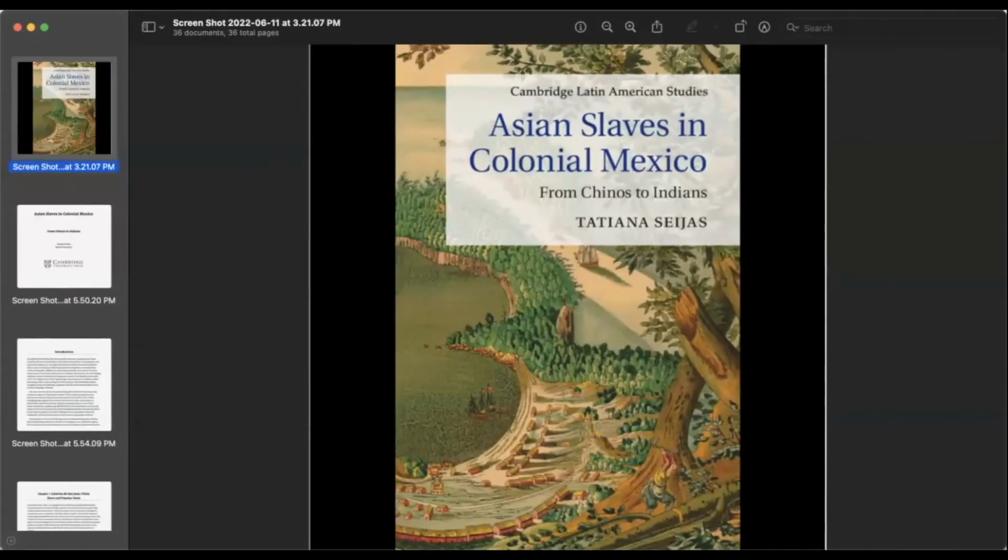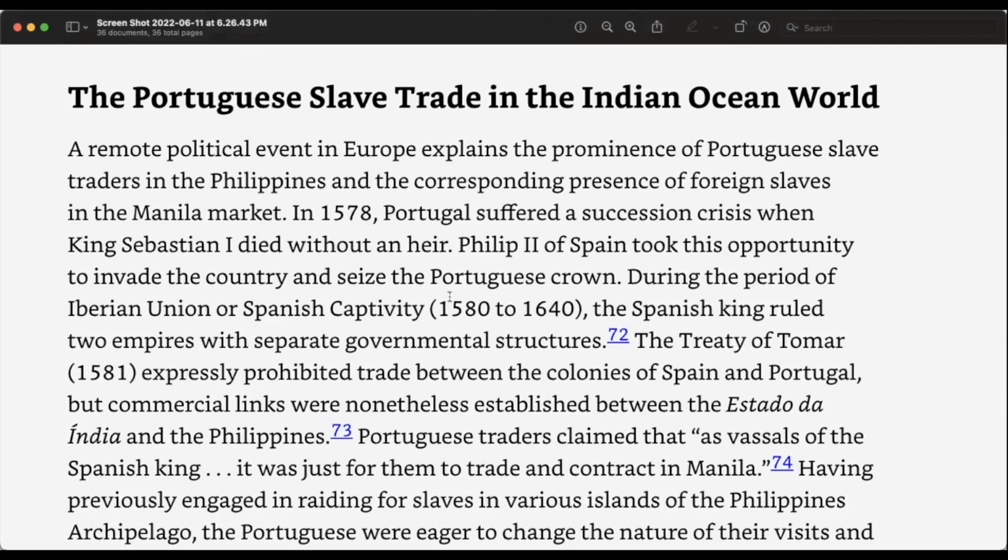And we're back in the book Asian Slaves in Colonial Mexico, From Chinos to Indians, by Tatiana Seijas, all right? And it says here, the Portuguese slave trade in the Indian Ocean world. A remote political event in Europe explains the prominence of Portuguese slave traders. Who are these Portuguese? Let's not forget, these are so-called Negro people, so-called black Portuguese, a lot of them Sephardic, Jewish, Moorish, Muslim, pirates, crypto New Christians, crypto Jews, crypto Muslims. Again, Portuguese slave traders in the Philippines and the corresponding presence of foreign slaves in the Manila market.